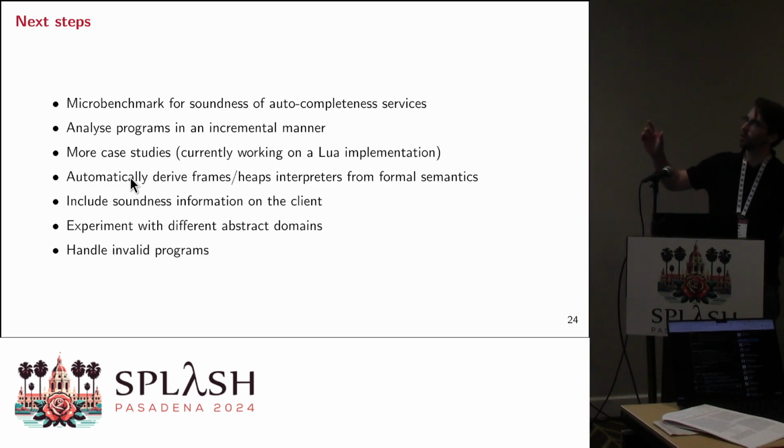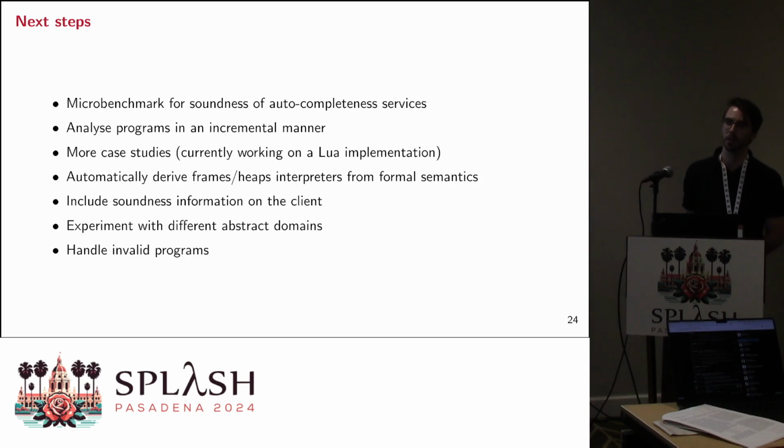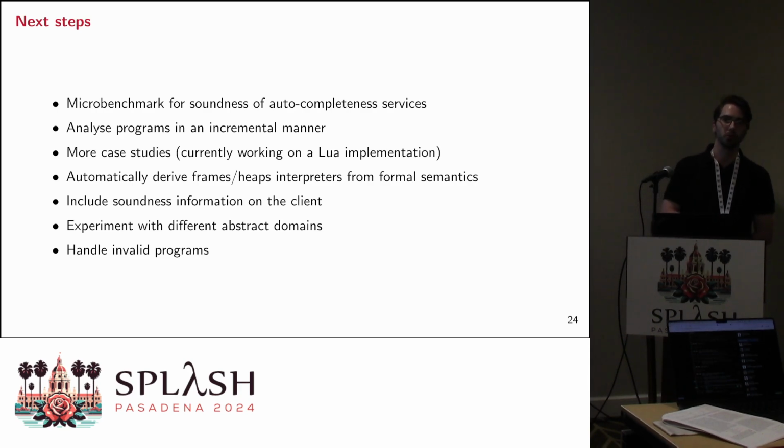And I showed you earlier these operational rules which have a lot of baggage with these heaps and these frames that you have to track. We want to automatically derive such interpreters from regular operational semantics, having to do less, so that's nice. Also, it's not always nice to not get unsound completion candidates. Think, for example, when you're refactoring or maybe doing some kind of prototyping, then you might know that certain completion candidates are unsound, but you still want to pick them.